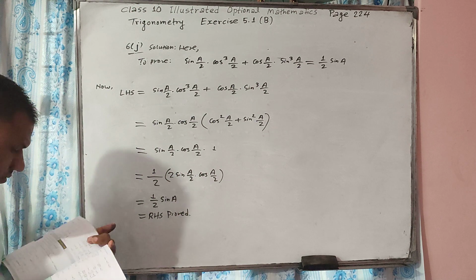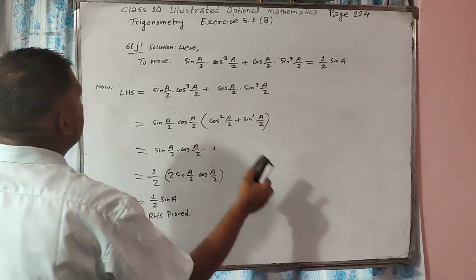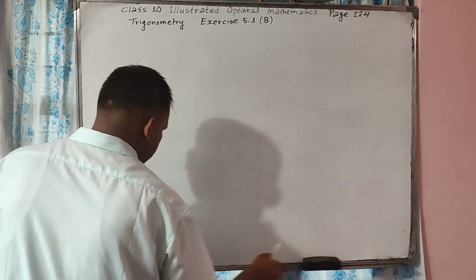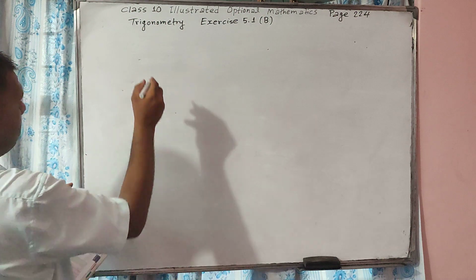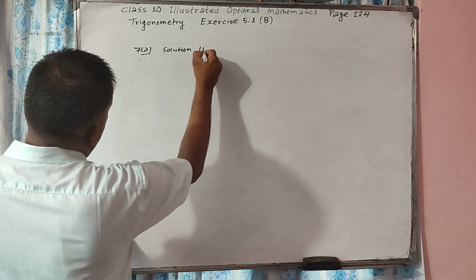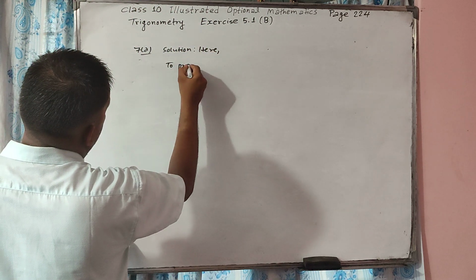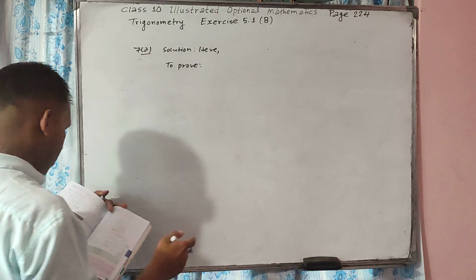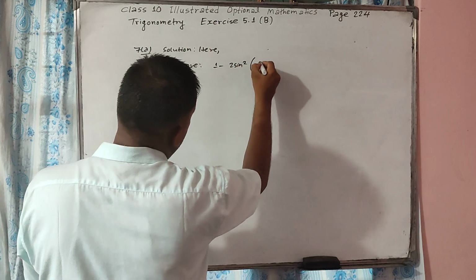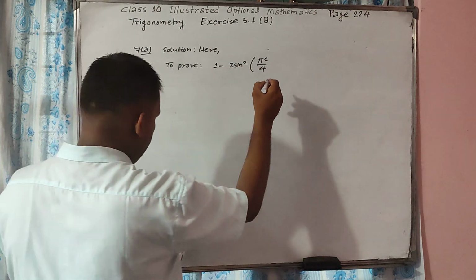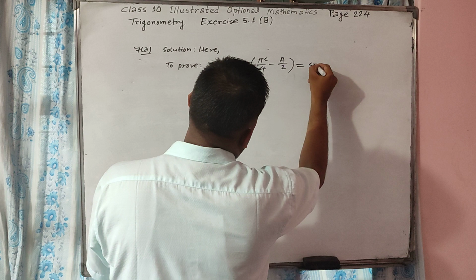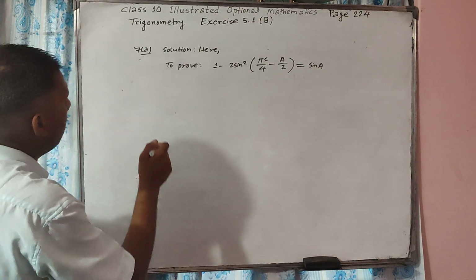Now next question, 7. I'll go to question number 7. On 7 we have to prove the following identities. 7a, so here to prove on a we have 1 minus 2 sin²(π/4 minus a/2) equal to sin a.